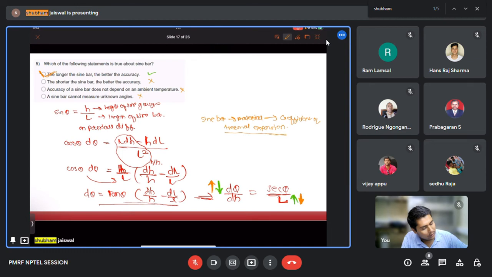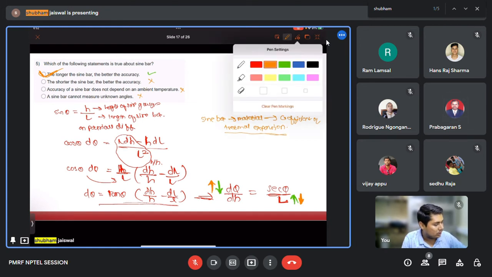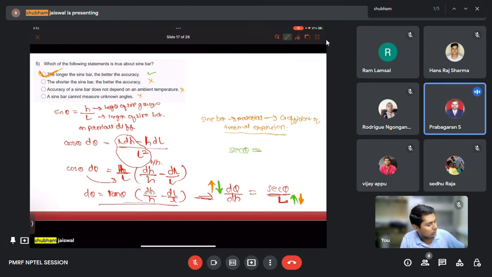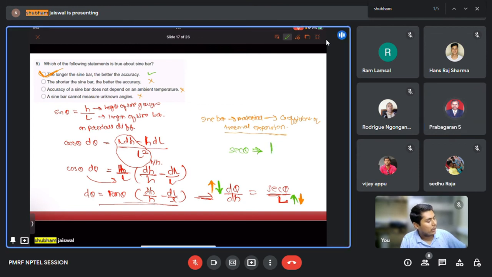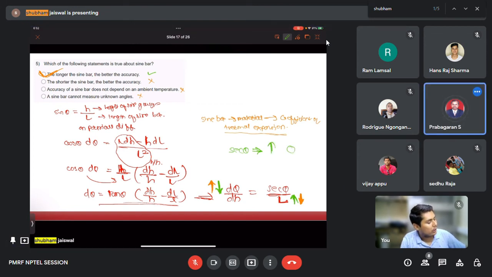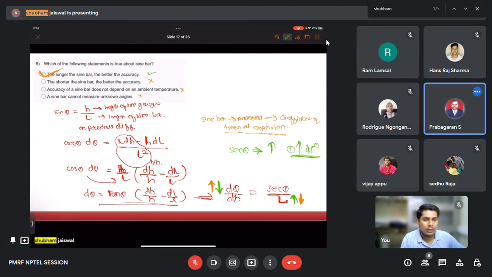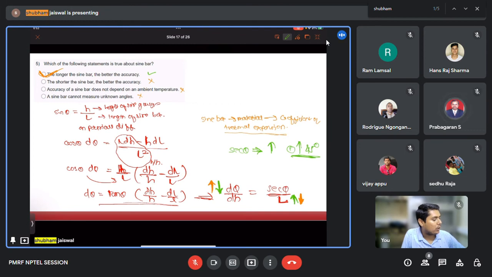The longer the sine bar, the better the accuracy. Okay. So one more thing here, I forgot to mention earlier. Like that sec theta is there, na? Sec theta increases rapidly if the theta goes above 45 degree. If we see the sec theta curve, you can see that the sec theta value increases rapidly if the theta goes above 45 degree.